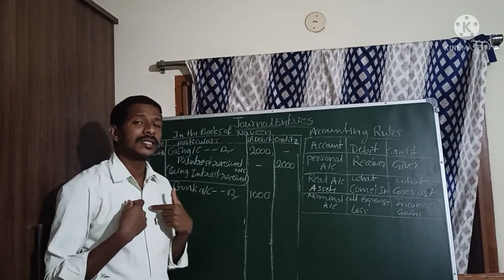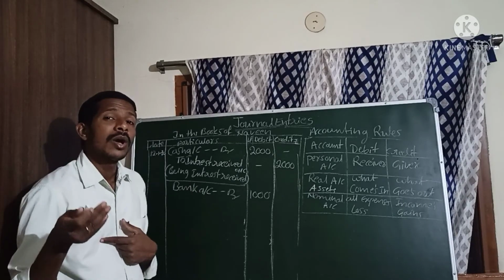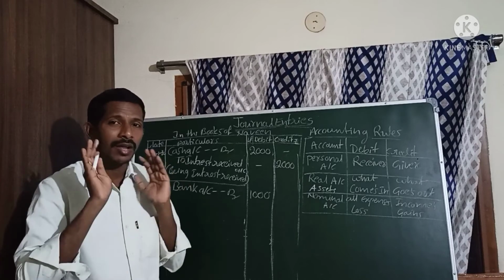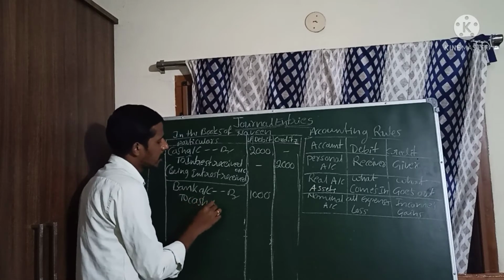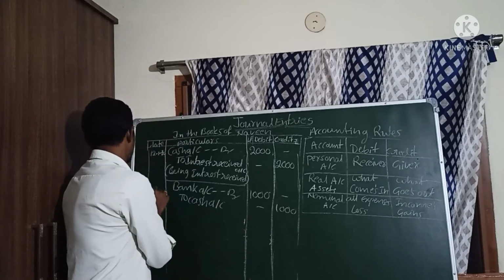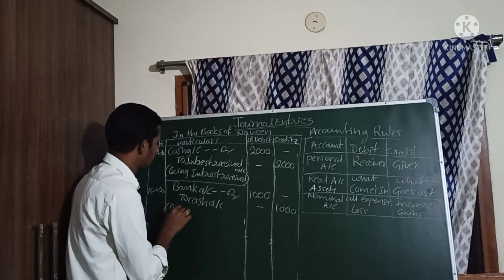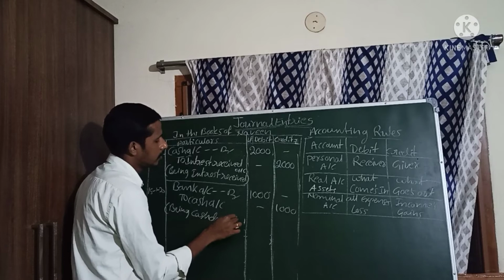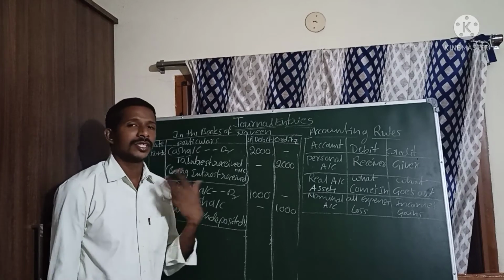And what is going from us? We are depositing. Bank is receiving, bank debit. Cash is going from us. Cash goes out, credit. Whenever it goes out, cash is always credit. To cash account, it goes out, so it is credit. Cash account, credit column 1000. So the narration being cash deposited. Cash deposited, completed.